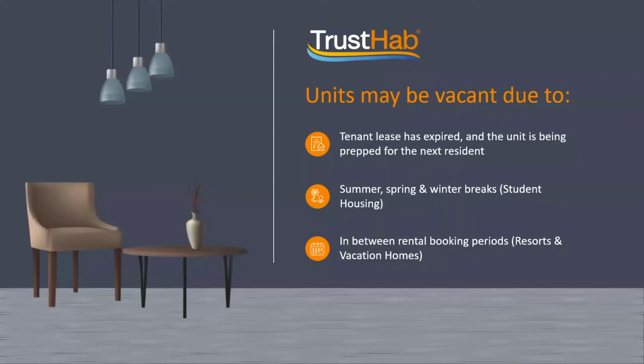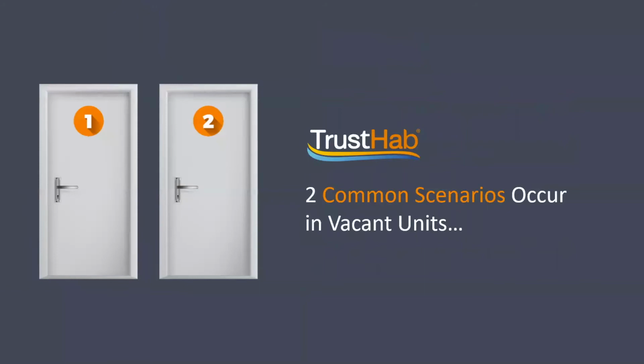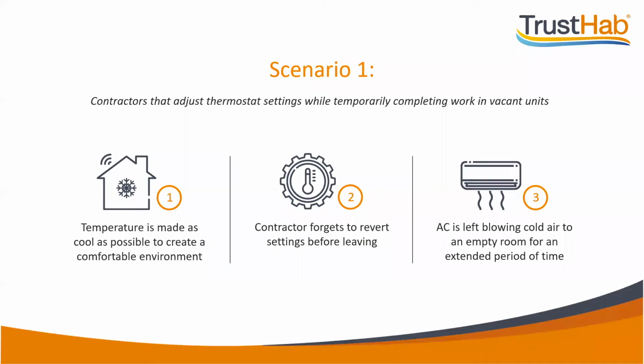So there are two common scenarios that can occur in vacant units. Scenario number one: contractors that adjust the thermostat settings without remembering to revert them back. During turn period or between leases, typically contractors are in and out of vacant units doing any necessary touch-up work before a new resident moves in.